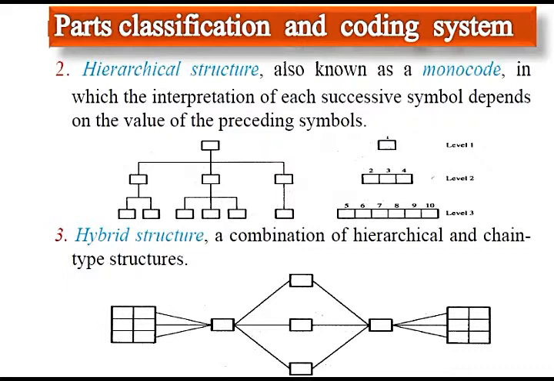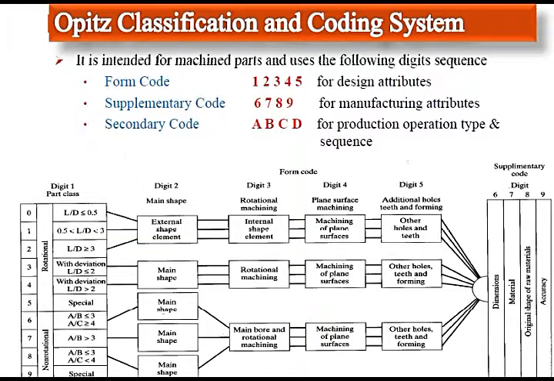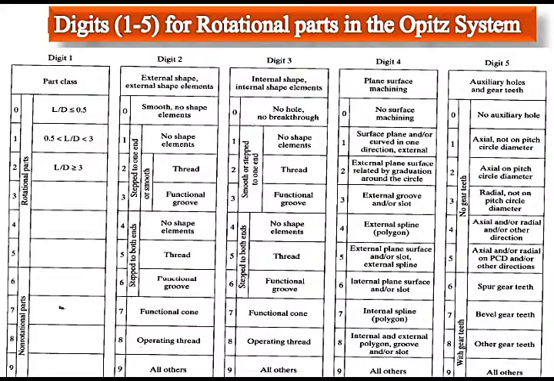Hierarchical structure, also known as a monocode. In it, the interpretation of each successive symbol depends on the value of the preceding symbol. Hybrid structure is a combination of the hierarchical and chain type. Optimum classification and coding system includes form code, supply code, and secondary code.